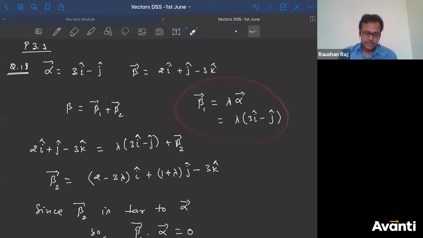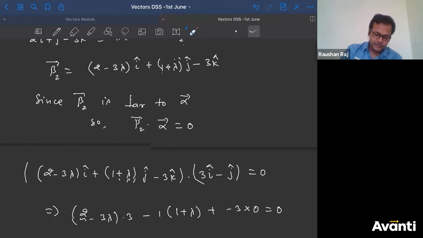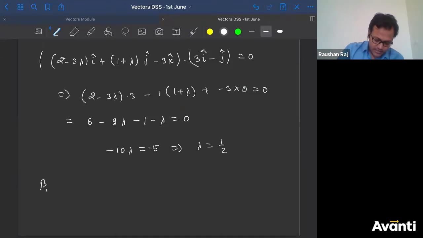beta 1? Now what is beta 2? Beta 2 is this one, so I'll get beta 2 also. Tell me what is beta 1 then? So beta 1 vector is equal to 1 by 2 into 3i cap minus j cap. Now what is beta 2 vector?